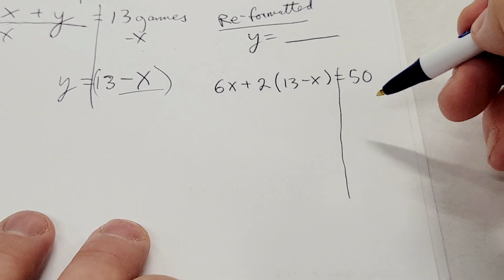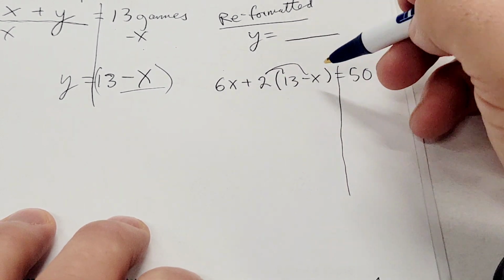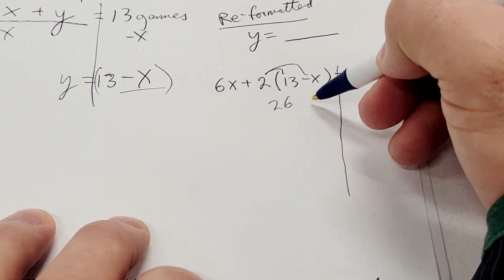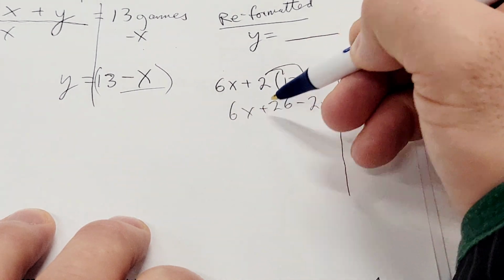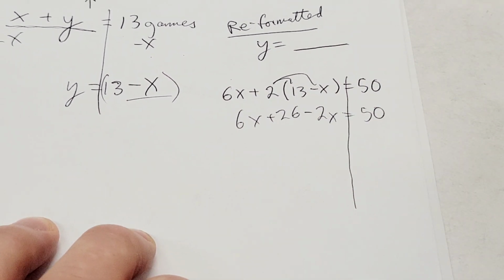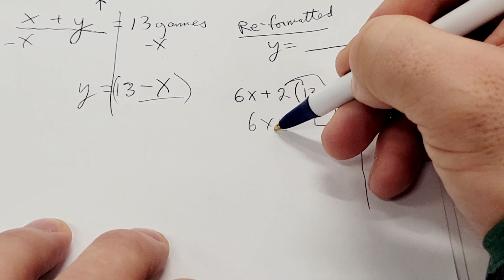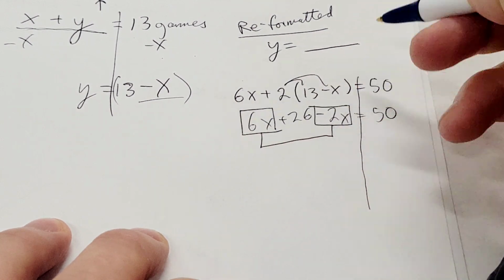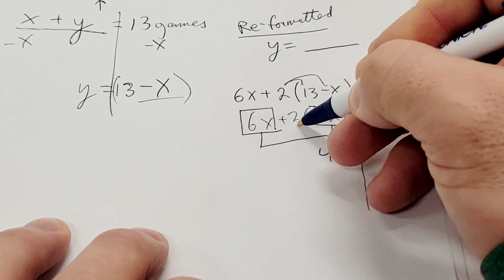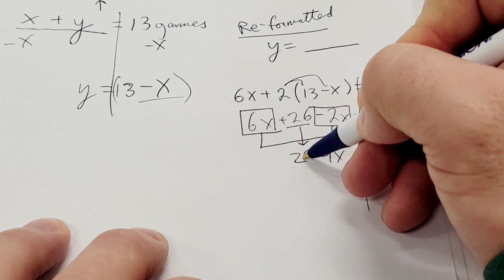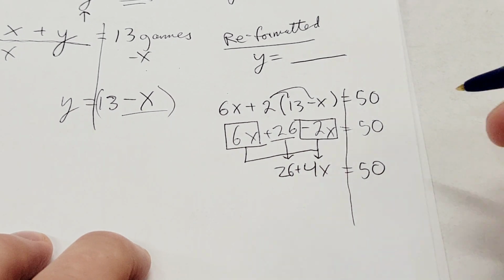Okay, and now I just go to my rules of solving. I have to distribute first. There's my pumpkin top. 2 times 13 is 26. 2 times negative x is negative 2x. 6x is still there. And 50 is still there. Okay. I have some like terms. I see negative 2x and 6x. So 6 minus 2x is 4x. And 26 comes down too. So 26 plus 4x equals 50.